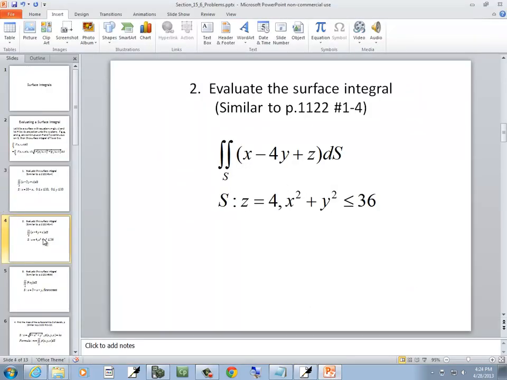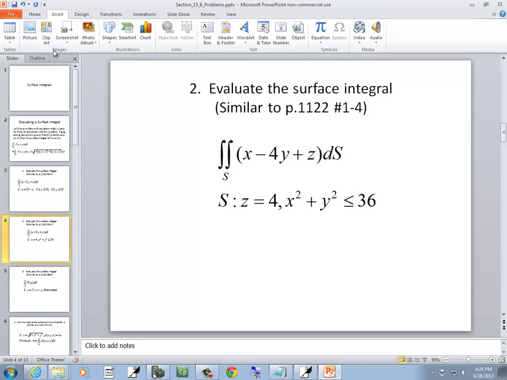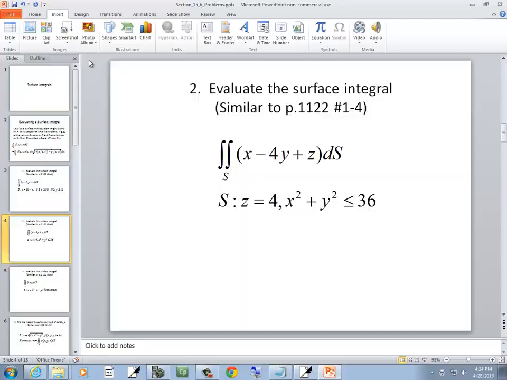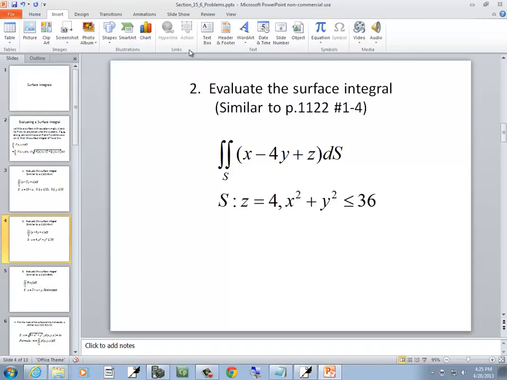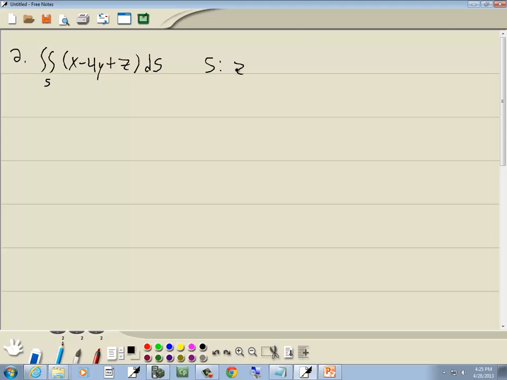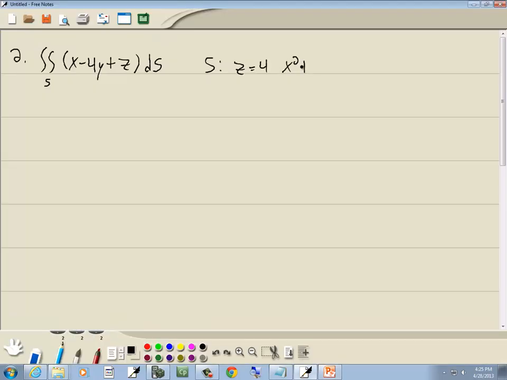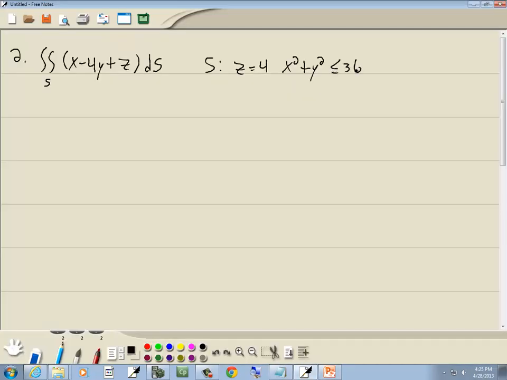Okay, let's take a look at this problem. Trying to find the surface integral of x minus 4y plus z. S is z is equal to 4, x squared plus y squared is less than or equal to 36.